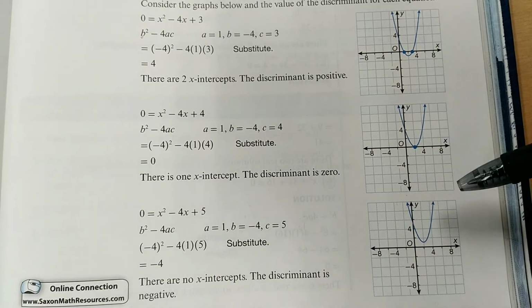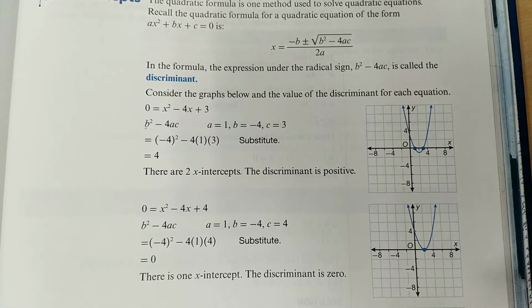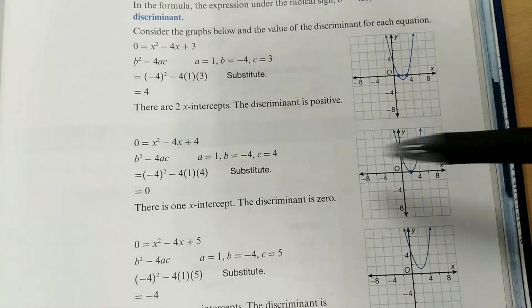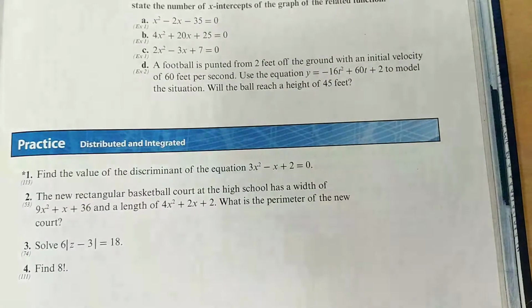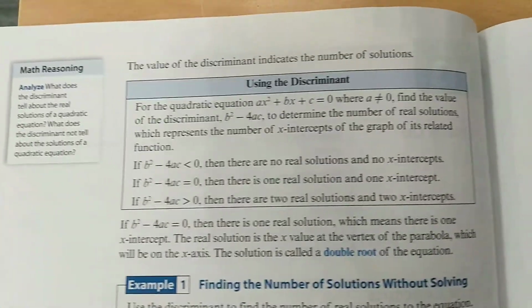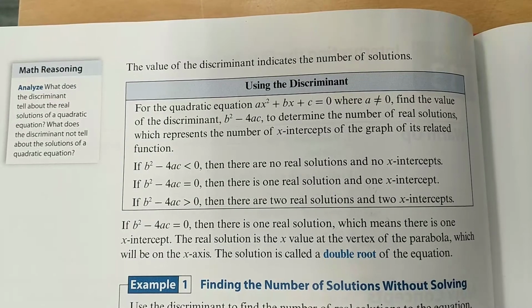All we have to do with the discriminant is say: if the discriminant is positive, it crosses in 2 places. If the discriminant is negative, it doesn't cross at all. If the discriminant is 0, it crosses in one place. Those are my 3 options for my discriminant, and that's how to use it. Now, they summed it up in this wonderful blue box for you.